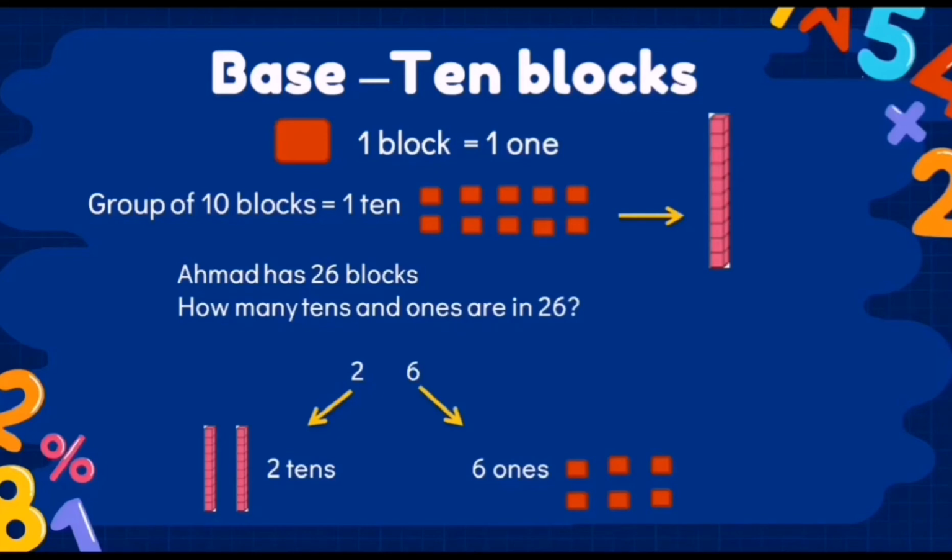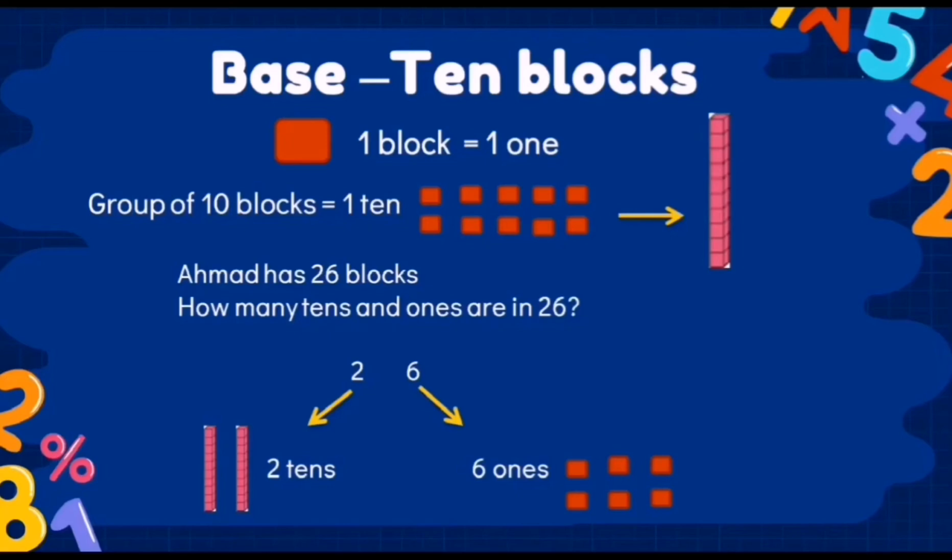Base 10 blocks show place value in the ones, tens, hundreds and thousands, with each type of block representing one of these values. So students, you can look at the screen that one block is equal to 1, and a group of 10 blocks is equal to 10. You can see here are 10 separate blocks that make one block of 10.